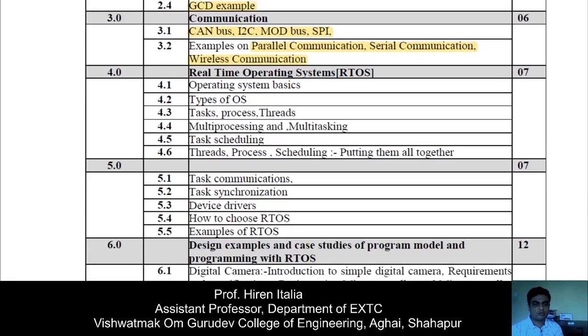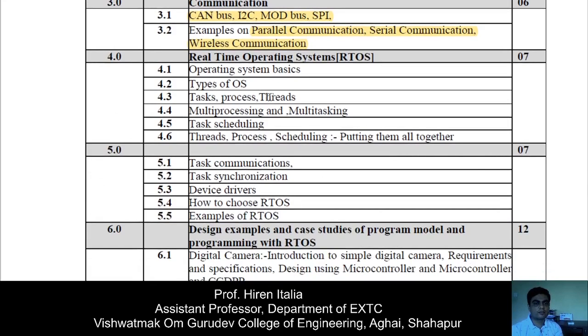Then in chapter number 4, we will study the real-time operating system. In that real-time operating system, what are the basics, what are the types of operating system, how the process, how the task, and how these processes are interlinked with each other, that we have to study while using multiprocessing and multitasking. If the system is multitasking, then we have to check how these multitasking sequences are scheduled. Then we have to study the relation between the thread, process, and the scheduling.